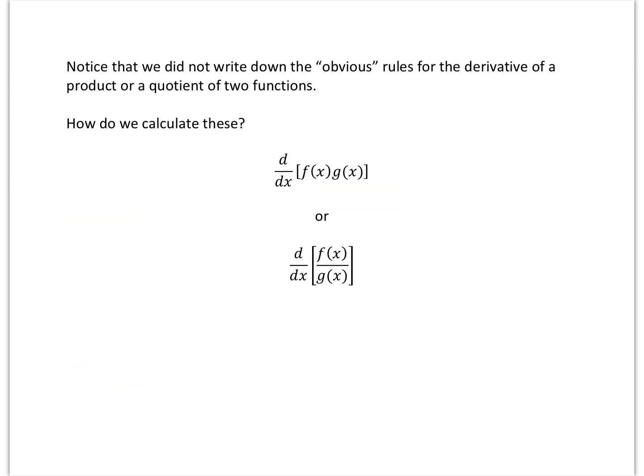Notice that we did not write down the quote unquote obvious rules for the derivative of a product or a quotient of two functions. So how do we calculate d dx of f times g or d dx of f over g? This is what we're going to be exploring in today's lesson.